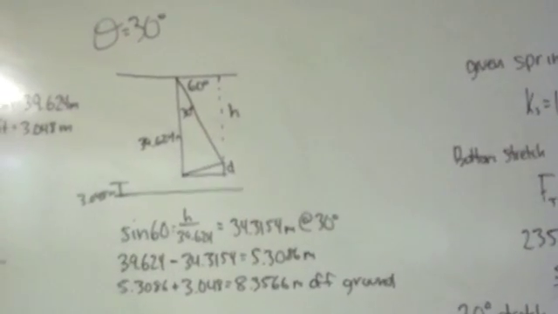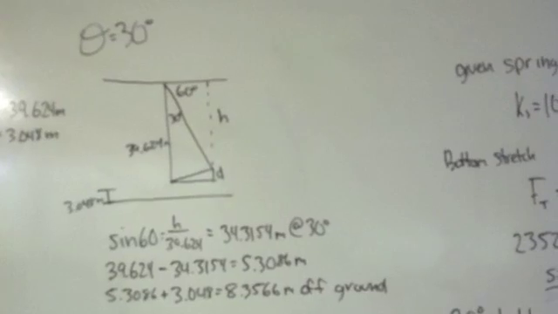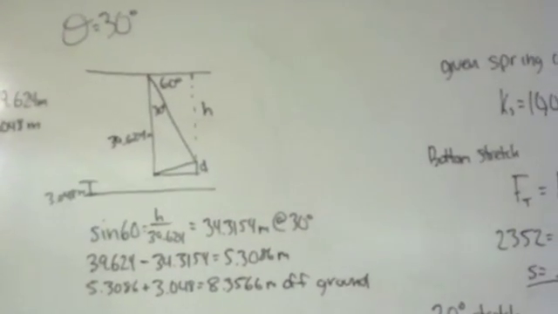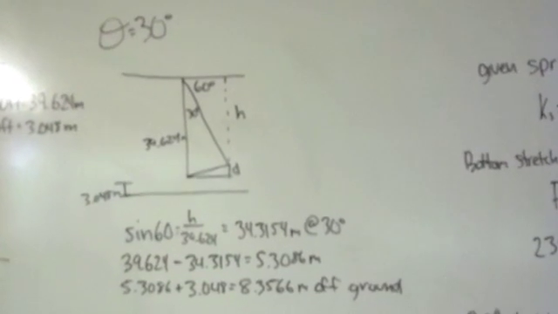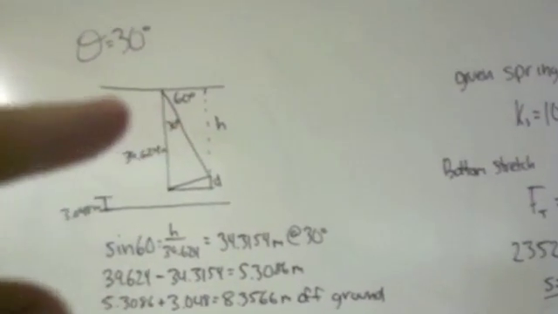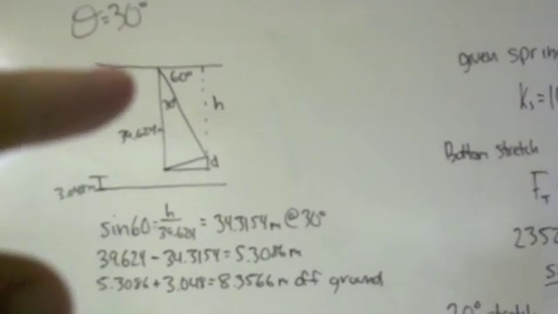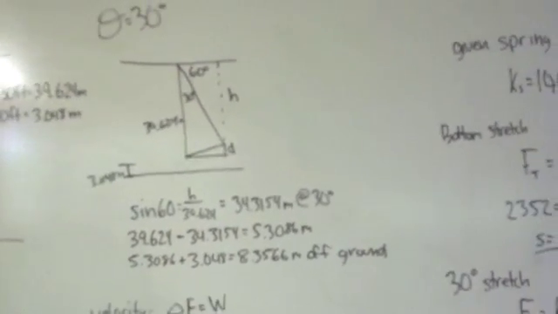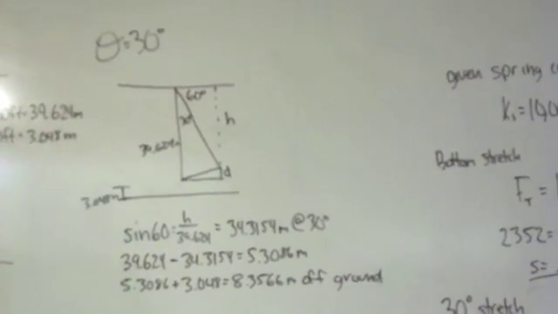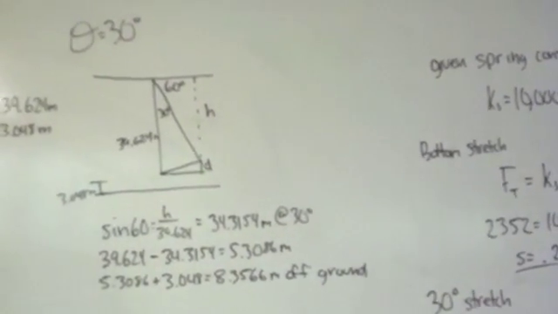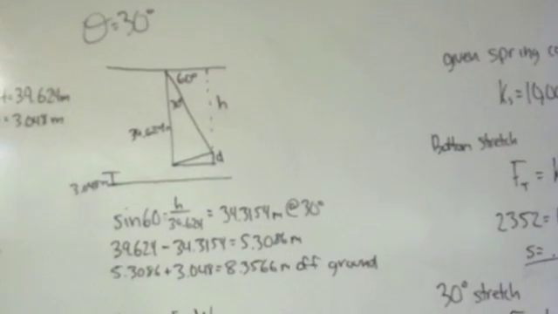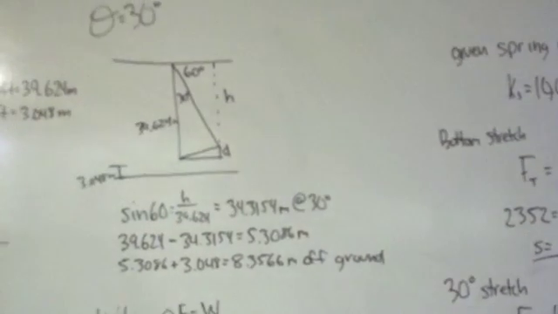And now we will be measuring the distance of the height of the rope swing from the top of the swing and at the angle 30 degrees. So since we know that the angle is 30 degrees on the inside, we were able to determine that on the outside it's 60 degrees. So from there, we use the sine of 60 is equal to the height divided by the total length of the rope, which is 39.624, and we got 34.3154 at 30 degrees.